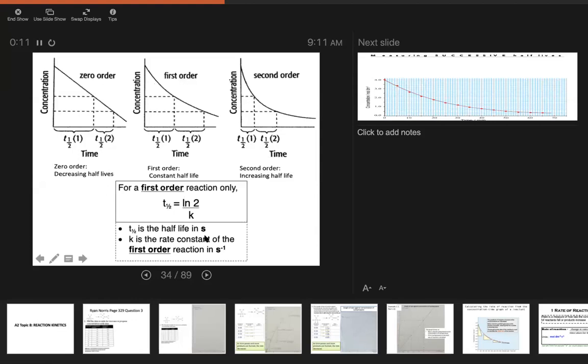For the first order of reaction, since the half-life is constant, we can actually come up with a formula for that. T half stands for half-life. We want to know the time taken for the concentration to go down by half. T half is your half-life. ln2 is your natural logarithm, the ln function.